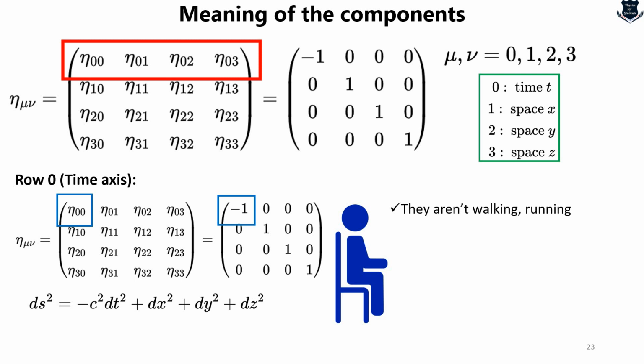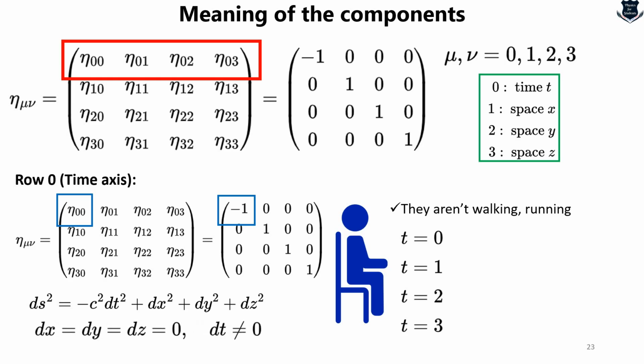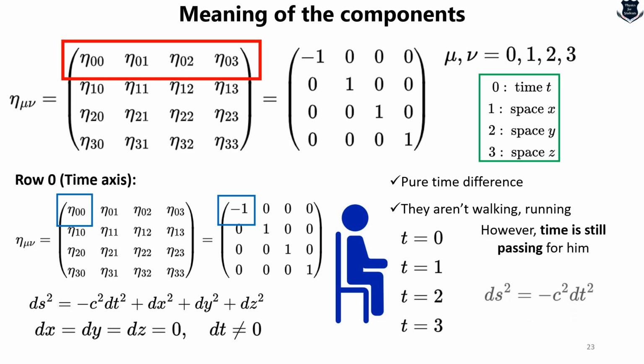But as you see, even if you sit, the time changes: t equals 0, t equals 1, t equals 2, t equals 3 and so on. So this is what this first 0,0 actually tells. If dx, dy, dz, you're not moving, so spatial coordinates are 0. Time is not 0 because time is ticking. It is 0, 1, 2 and 3. So this is what is called a pure time difference. That means space is not dominating this time. It is only the time which is dominating. So time is still passing.